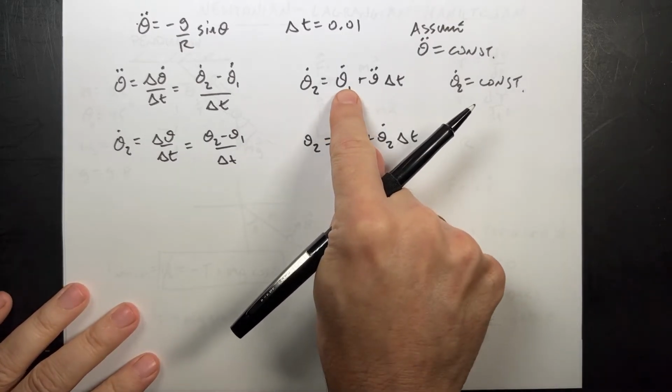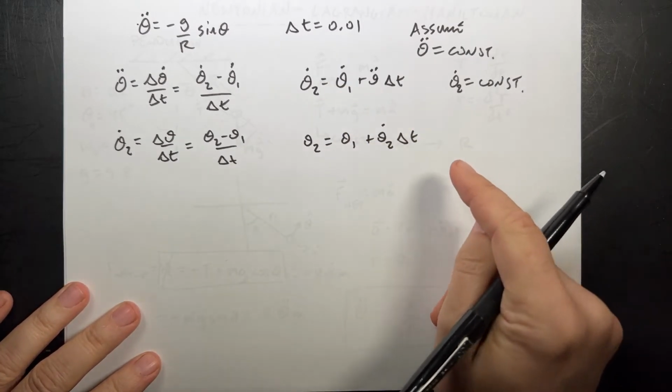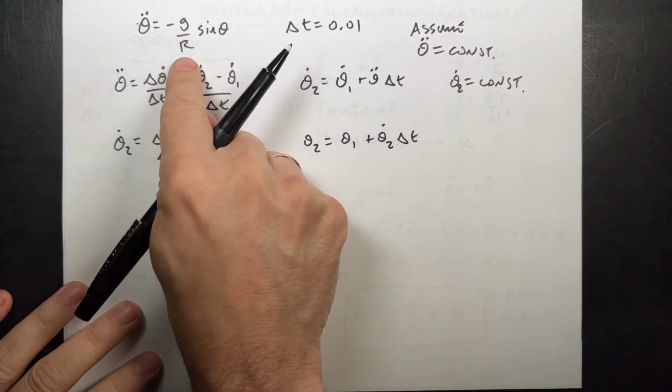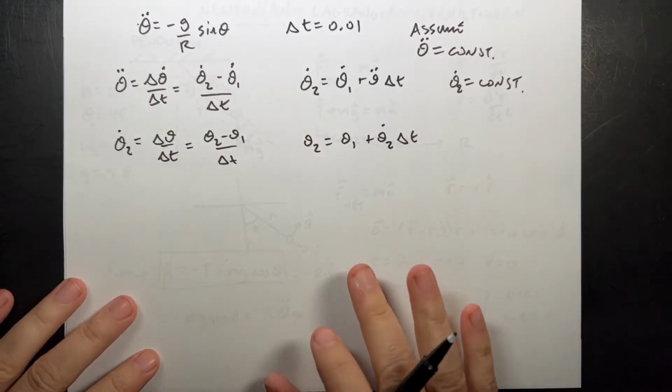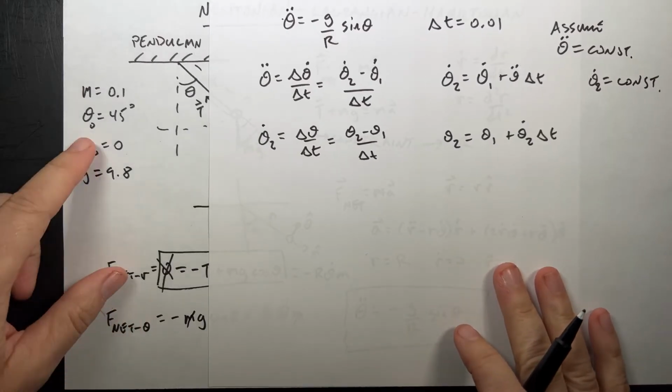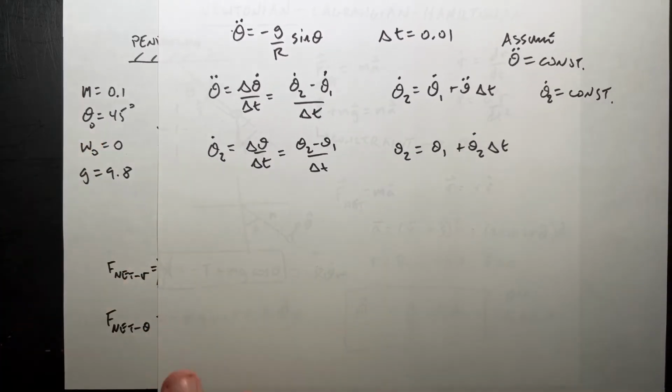I need to know the initial theta dot, and I need to know g over r. Okay. So I put some numbers right there. So let's use these numbers and make this happen in Python, and then we'll do Lagrangian mechanics.